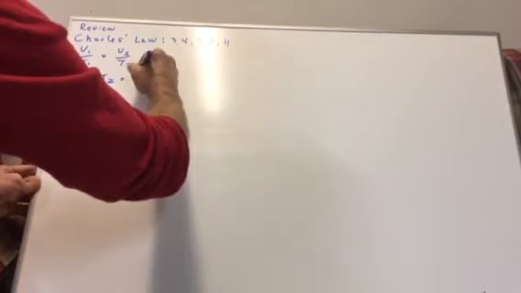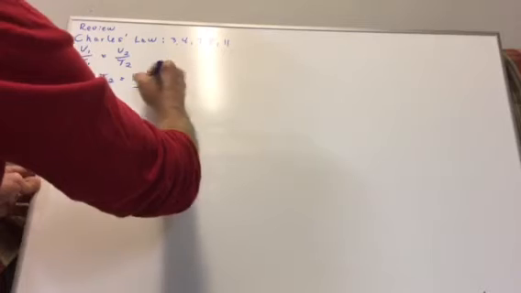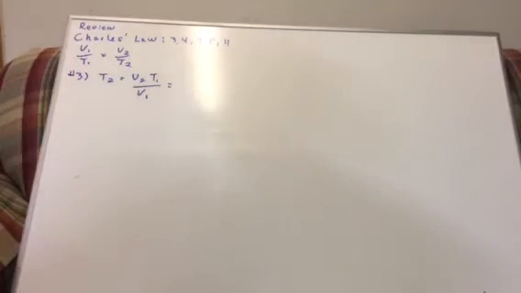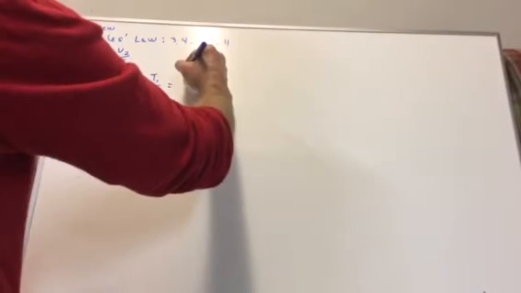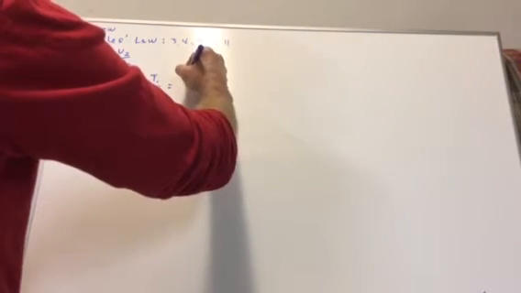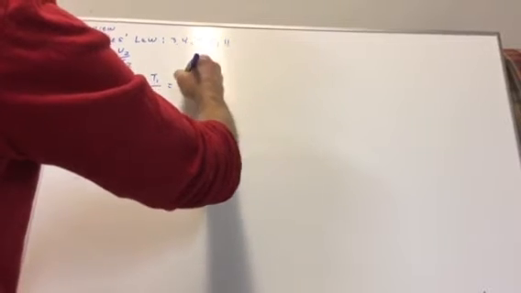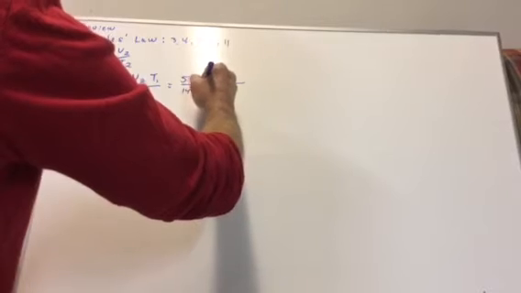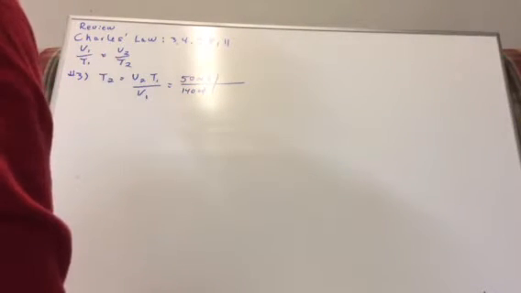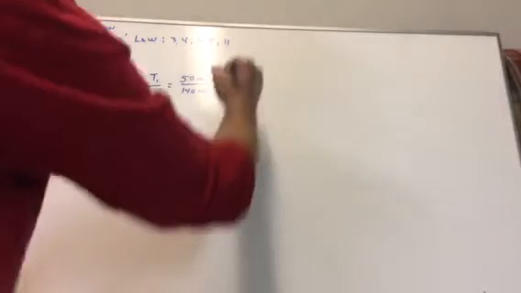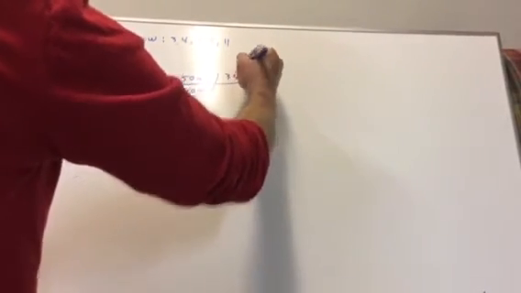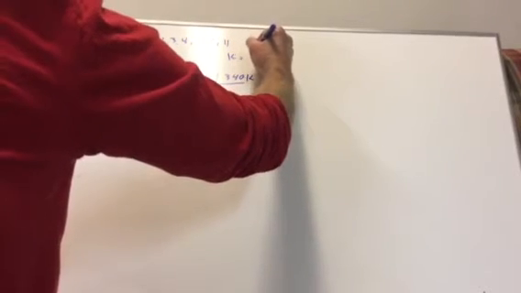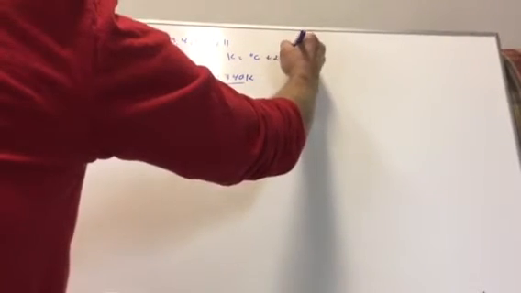and T2 equals V2 T1 over V1, and our initial volume is 50 milliliters, or excuse me, the final volume is 50 milliliters. The initial volume was 140 milliliters, and our initial temperature was 340 Kelvin. Don't forget, these always have to be in Kelvin, and Kelvin equals degrees Celsius plus 273.